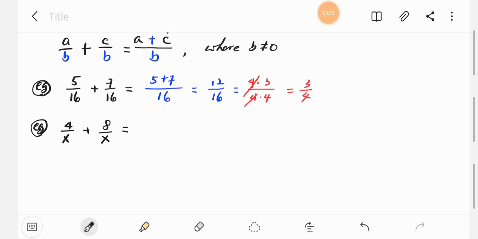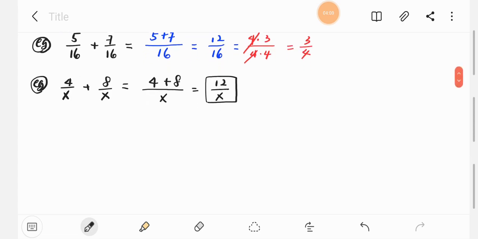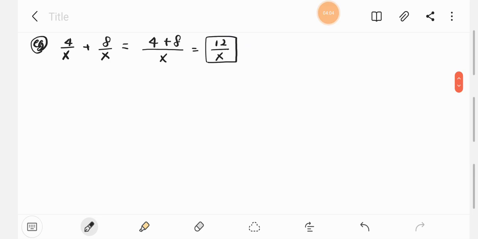Okay, how about the next example? The denominator is the same, so what we do is add the numerators over the same denominator. Then that is 12 over 8x. That's it. So when you add fractions with the same denominators, it is very simple. But if the denominators are different, we need to find the LCM, the least common multiple, of the denominators. So let's think about that addition.